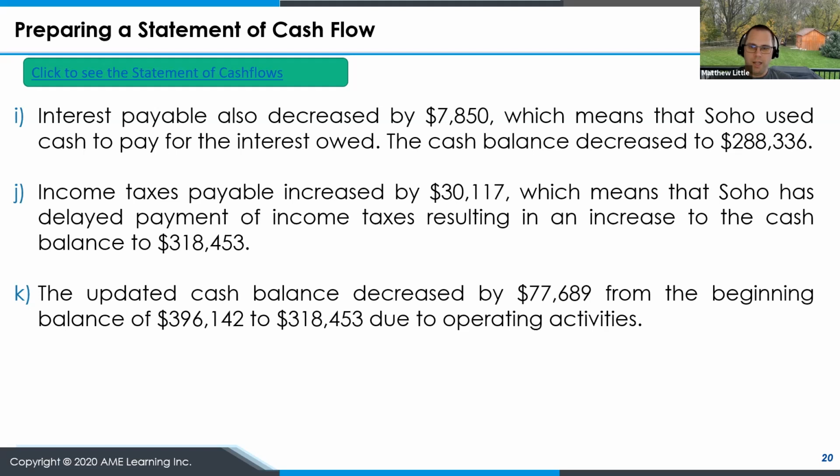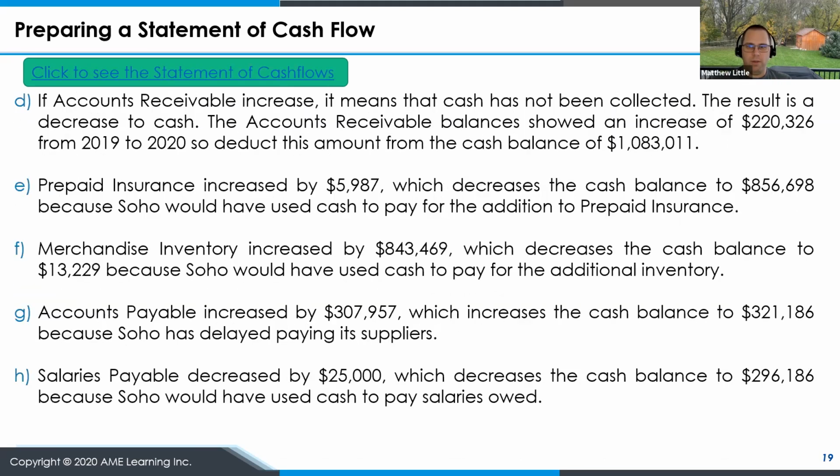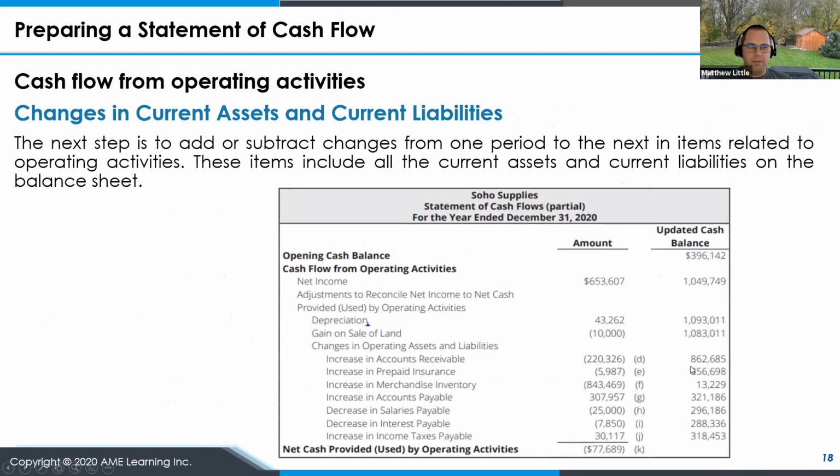And therefore the updated cash balance decreased by $77,689 from the beginning balance of $396,142 to a balance of $318,453 just because of operating activities. So we're not done yet, but based on operating activities, if we go back 2 slides, if that's the only thing that we did for the year, we didn't invest, didn't finance, our cash would have been $318,453.